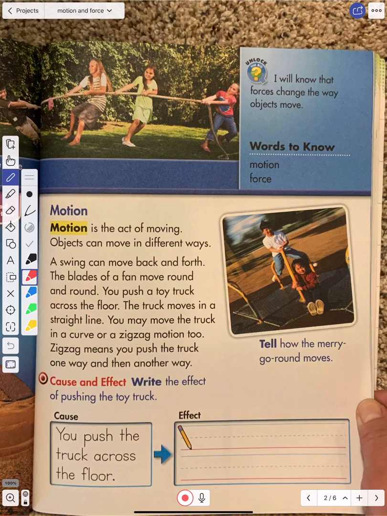And here we've got a time to stop and think about that cause and effect. Write the effect of pushing the toy truck. So if you push, that's the cause, you push it. What is the effect? Well, the effect would be, and you go ahead and write this in, the effect would be the truck is going to move. And again, the effect is going to be the truck will move straight if you push it straight, or it'll move in a curve or a zigzag if you push it in those directions.